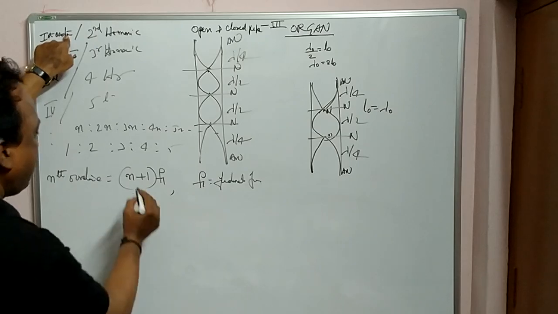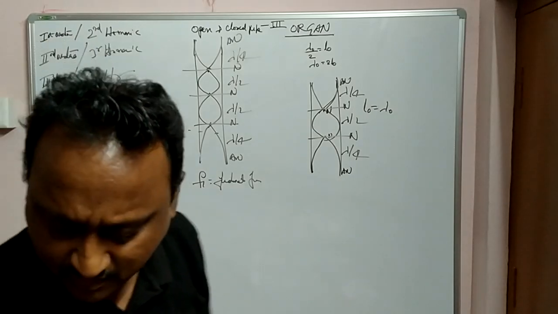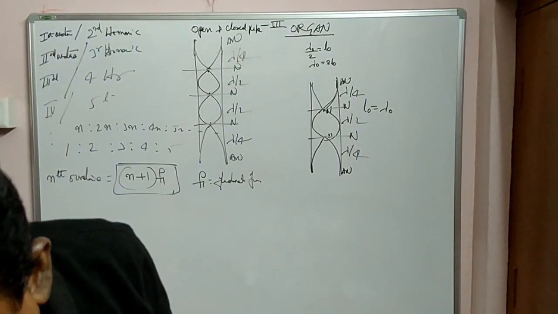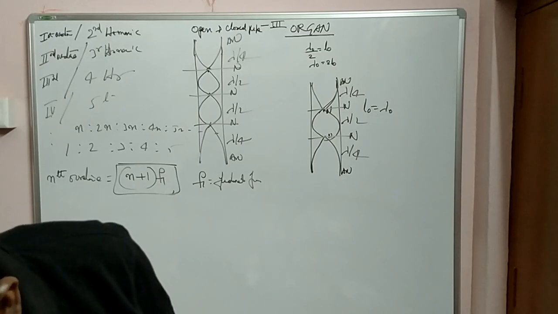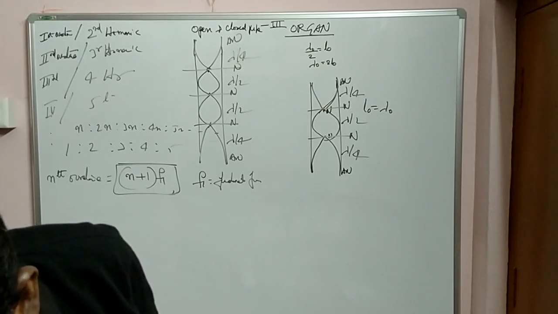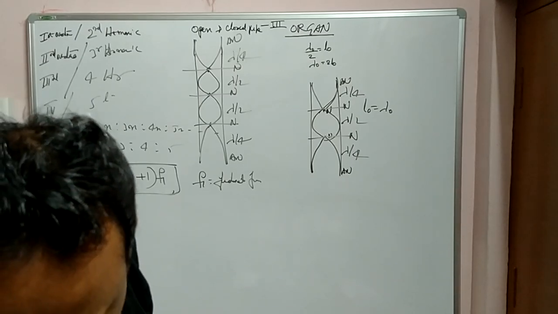So what will you be getting here? Check it. Is it n+1 or any other value? Please check it. For open pipe, for the nth harmonic, does n+1 come, or something else? Check it.